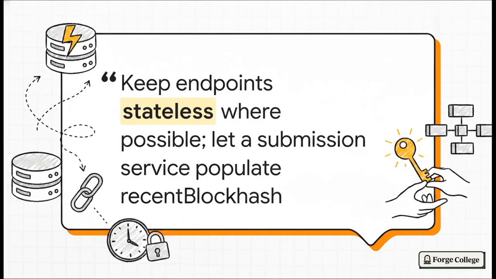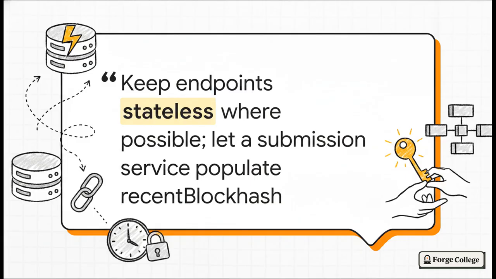Keep your endpoint stateless where possible. Think of your endpoint as a waiter taking your order, not the chef in the kitchen cooking the meal. Separating these responsibilities prevents a massive bottleneck. If your endpoint is busy trying to fetch block hashes and sign things, it's going to get bogged down fast.